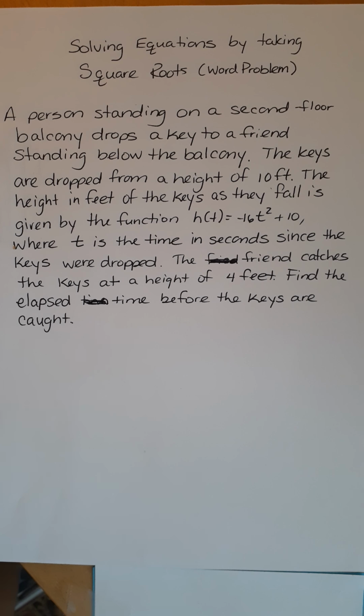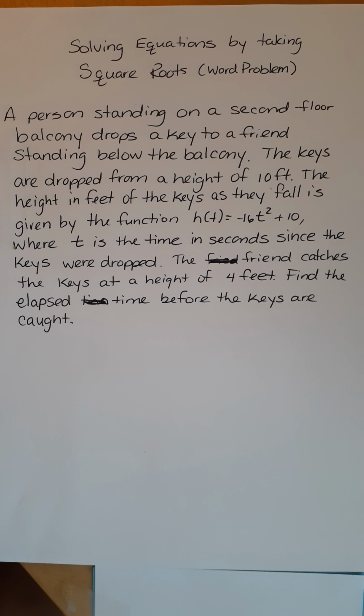So we're going to try a solving equations by taking square roots word problem, just to give you a sense of what that looks like. A person standing on a second floor balcony drops a key to a friend standing below the balcony. The keys are dropped from a height of 10 feet.